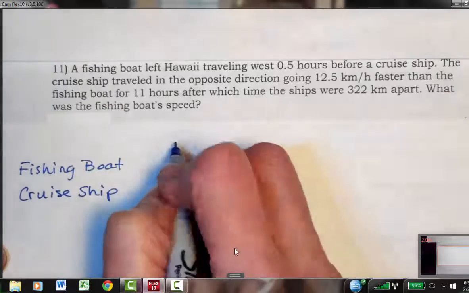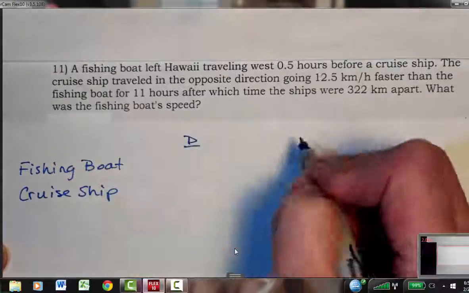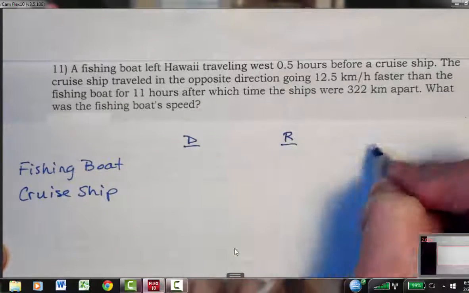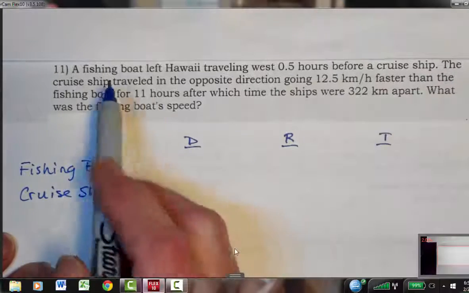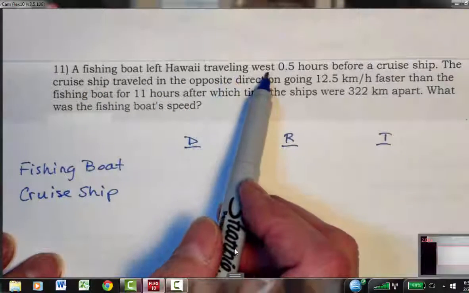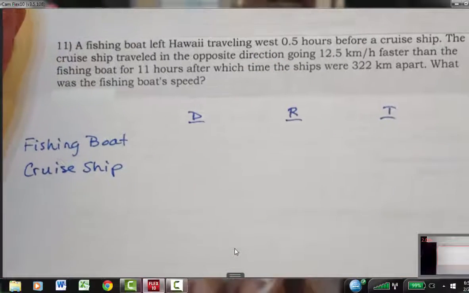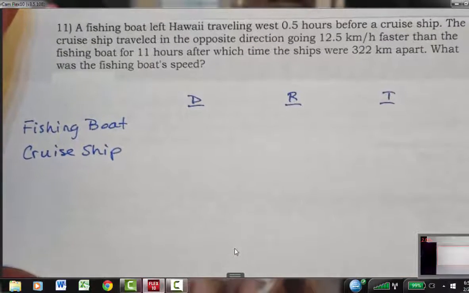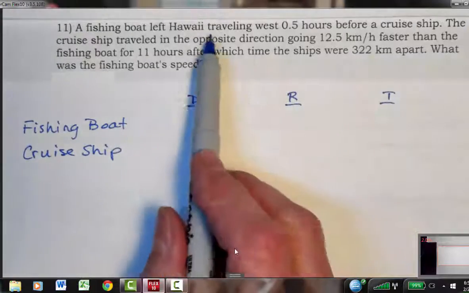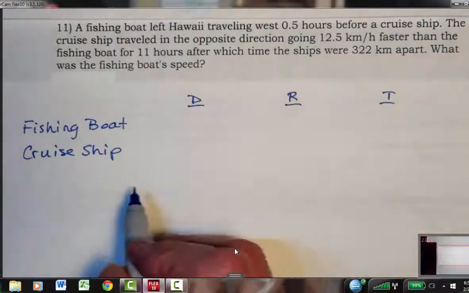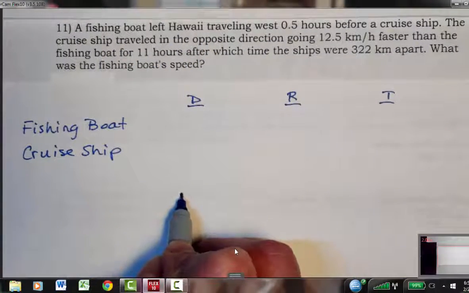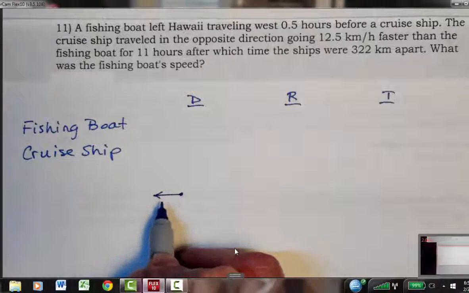We're going to have the distance, the rate, and the time. So the fishing boat left Hawaii traveling west. And it might be helpful for you to draw yourself a little diagram. Sometimes it helps me to do that. So here we are, and our little fishing boat's going to the west.